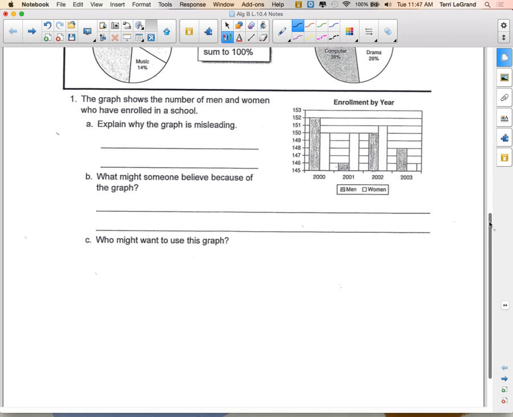Why? Let's analyze it. Why is it misleading? What's going on? It does not start at 0. The bar graph does not start at 0. The vertical axis, the vertical scale, does not start at 0. We have to be specific. So let's put that, first of all: the vertical scale does not start at 0.